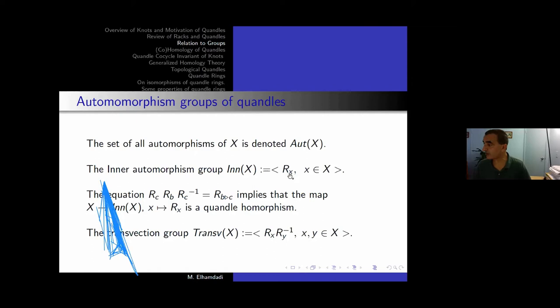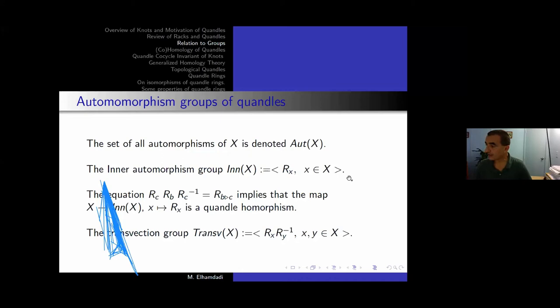Now, if you go back to the right distributivity equation, here I will write it as A triangle B triangle C equals A triangle C triangle B triangle C, and I can change it to look like this. With a little algebra, you make it look like this. Now, this equation tells me that the map sending x to R sub x is a quandle homomorphism, because if you do R of B triangle C, it becomes R of B triangle R of C, but the second triangle is in the inner group, which is conjugation. Now, if this map is injective, they talk about faithful quandles, etc.